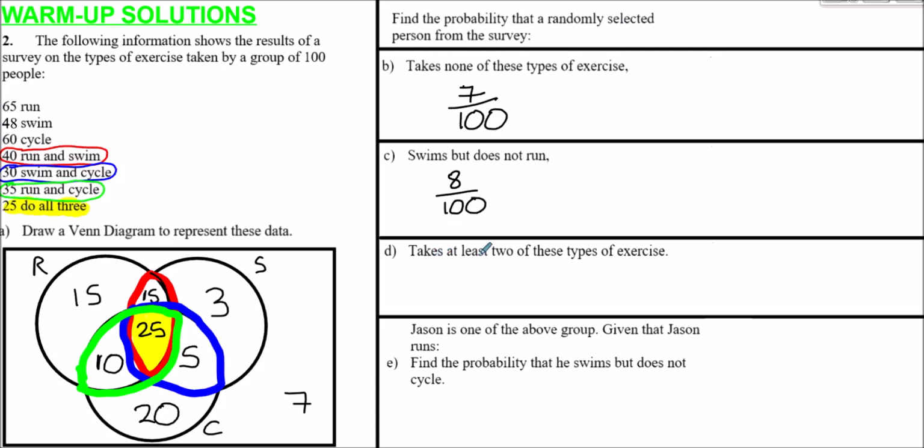D. What's the chance that the person chosen at random takes at least 2 of these types of exercise? So if we take at least 2, that's the people that run and swim and cycle, run and cycle, or do all 3. So essentially it's just the people that reside in any one of these overlapping regions. So if the overlaps are these 4 middle numbers here, the 10, the 25, the 15 and the 5. Add these together and we've got it. So 15 plus 25 is 40, plus 10 is 50, plus another 5, that gives us 55.